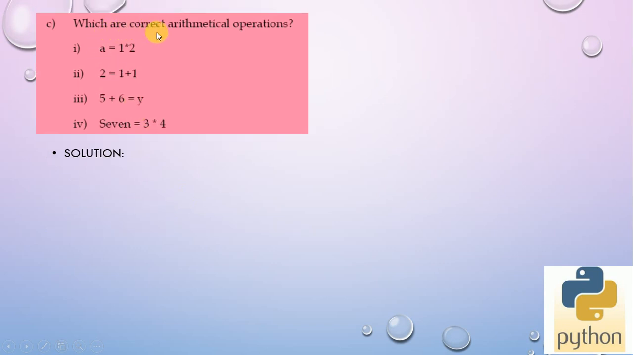Next question. Which are correct arithmetical operators? A: 1 * 2 = 2, 1 + 1 = 2, 5 + 6 = y, 7 = 3 * 4. So here 2 and 3 are false. Why? Every time this should be a variable. So these are false. What about this one? This one is correct.